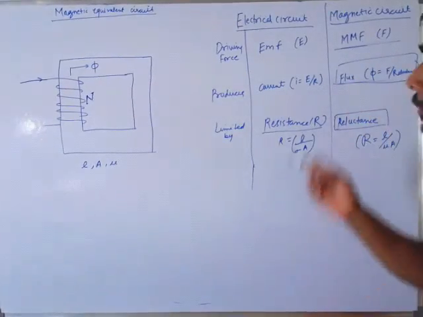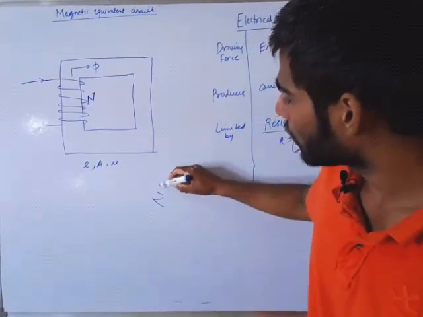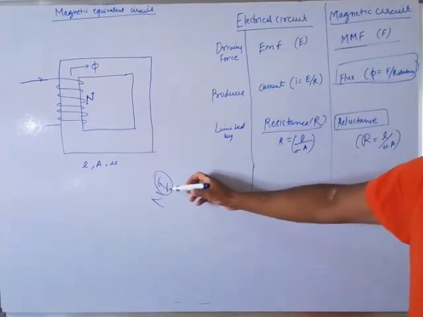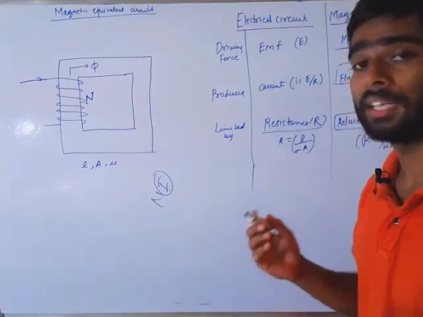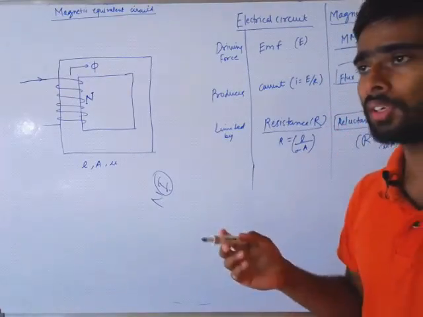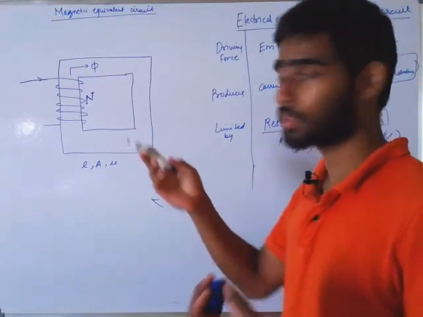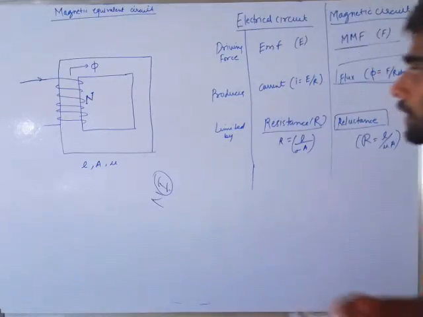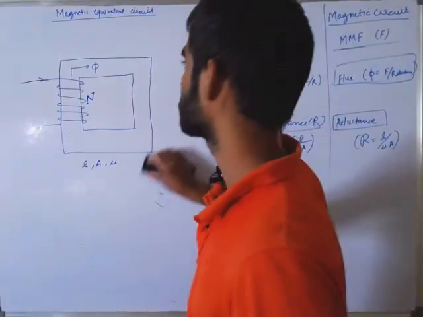MMF is what? MMF is N into I, where I is the magnetizing current. So flux and magnetizing current will always be in phase. This point is important when we deal with phasors in transformers. It will be important not only in transformers but also in machines and synchronous machines, that these two quantities will always be in phase.